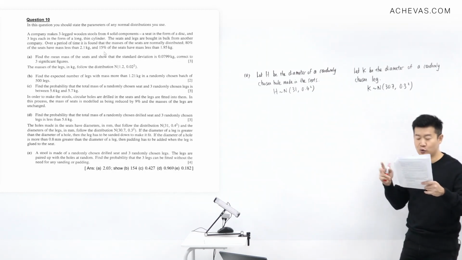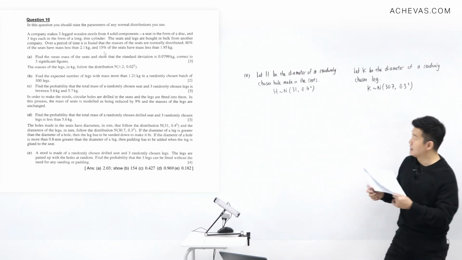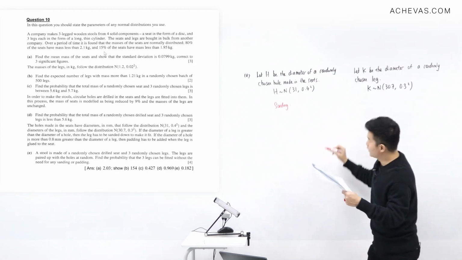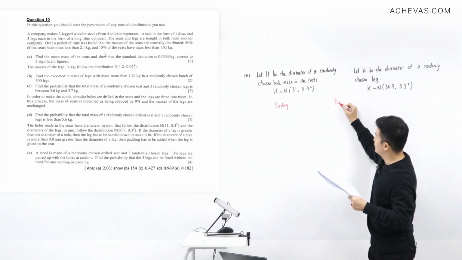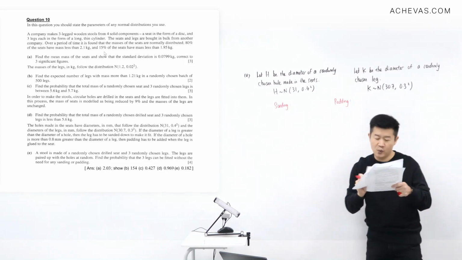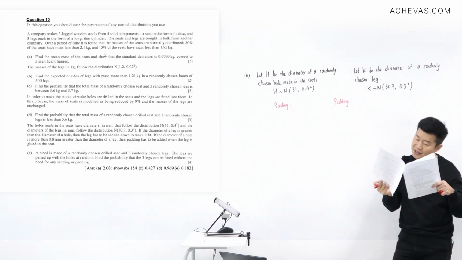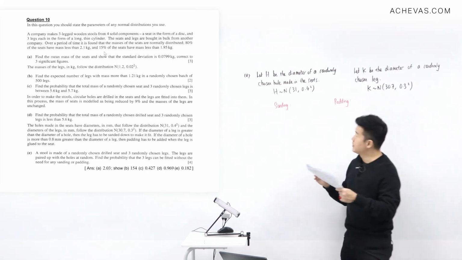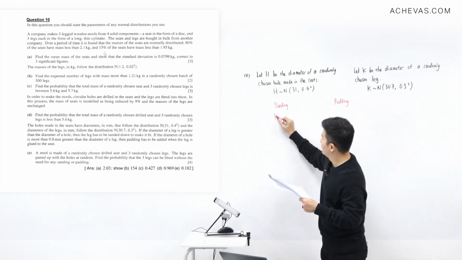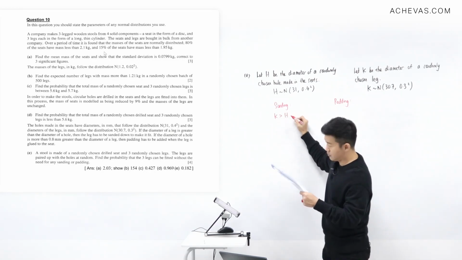The question is talking about two scenarios, one that requires sanding, let me just write it down, and the other one that requires some padding. According to the question, when will we require sanding? We will require sanding when the diameter of the leg is greater than the diameter of the hole.